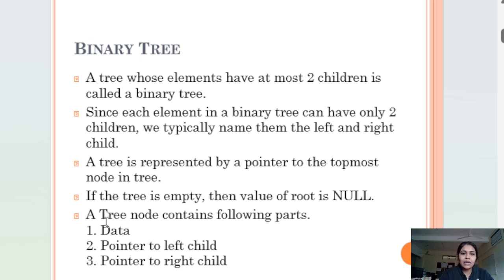A tree is represented by a pointer to the topmost node in the tree. If the tree is empty, then the value of the root node is null. A tree node contains the following parts: first is data, then a pointer to the left child, and next a pointer to the right child.